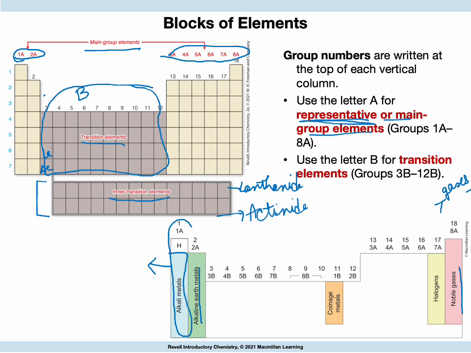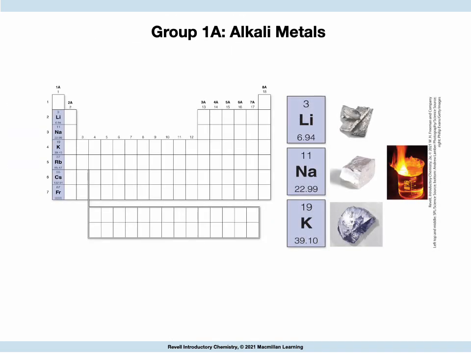Group number 7A is also called halogens. These are also very reactive elements. So this is alkali: lithium, sodium, potassium. Like you can see here, they react very explosively and very aggressively with water.